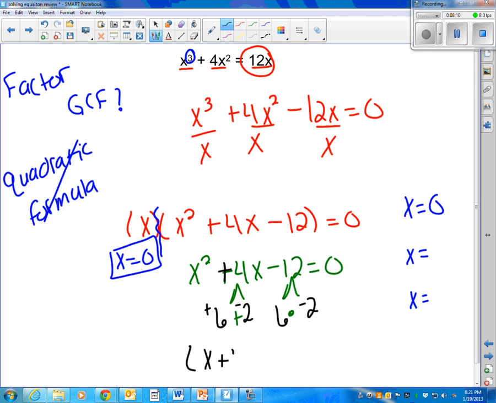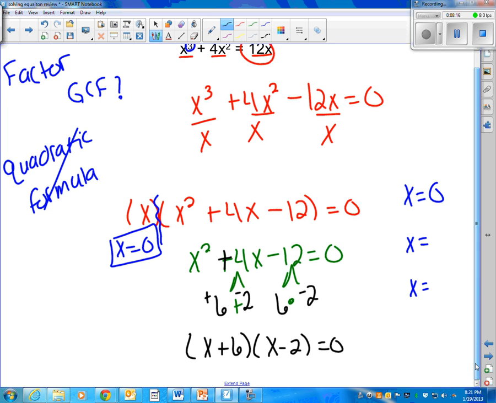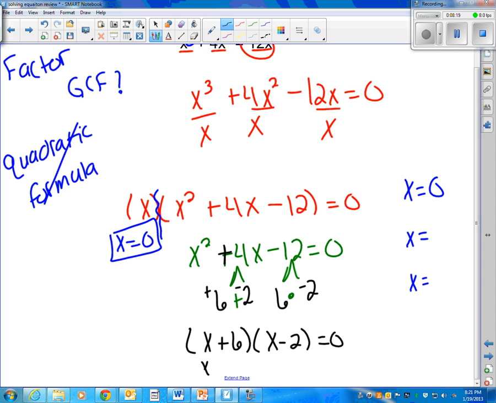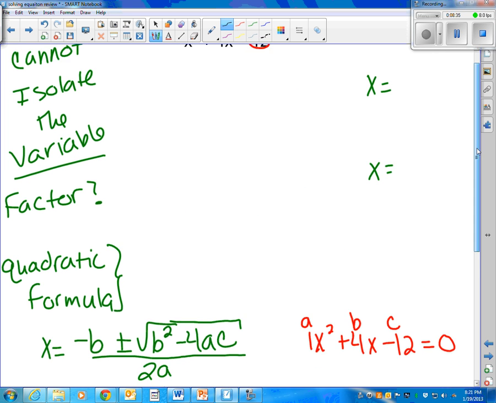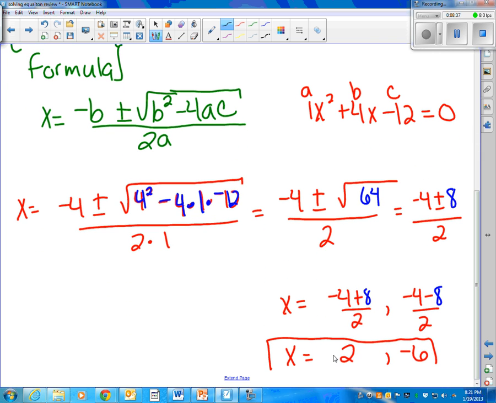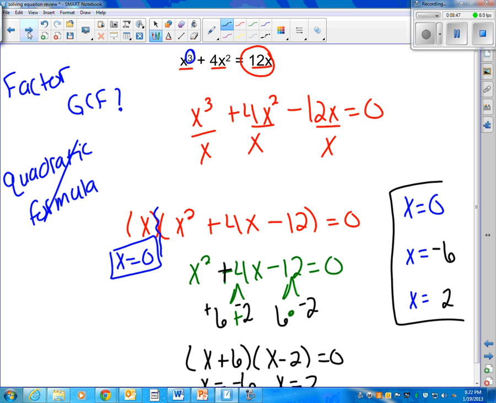Put them in parentheses: x plus 6, x minus 2 equals 0. Set each group of parentheses equal to 0, and I get -6 and +2. Those are your other two answers. Take a look back for a moment at our previous example where we did quadratic formula, and you can see you got the same answers, 2 and -6. It's just a lot faster to factor. That's why we have two choices.